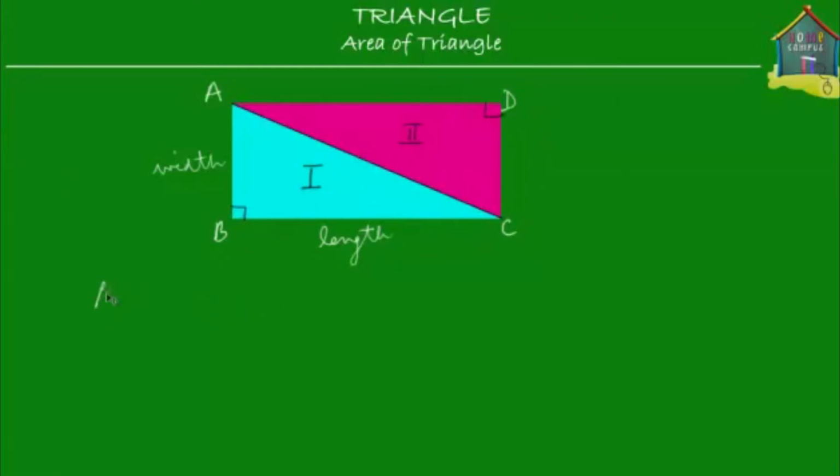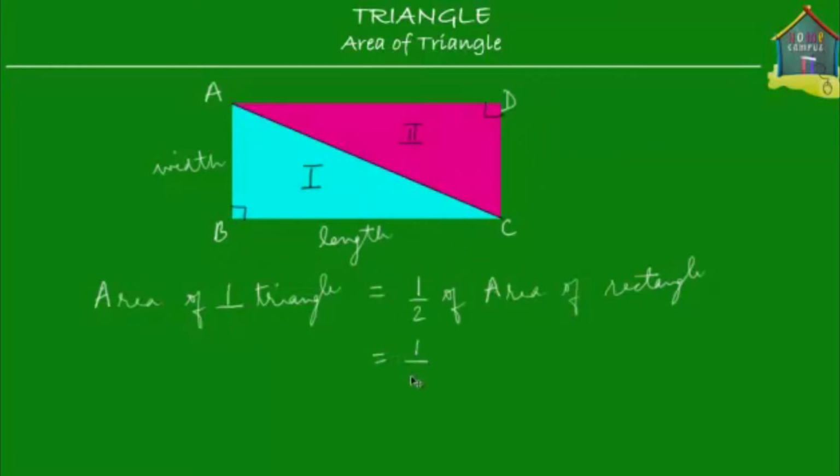Now from here, can I calculate the area of one of the right angle triangles? Actually, it's pretty simple. This symbol means right angle. So the area of one of the right angle triangles, let's say ABC, is obviously half of the area of rectangle ABCD, because two triangles make one rectangle, so one triangle is obviously half the rectangle.